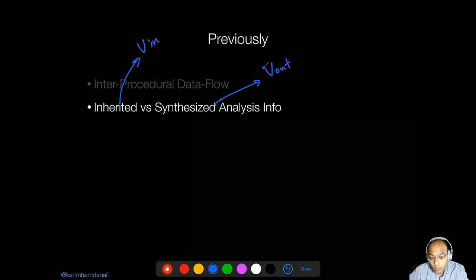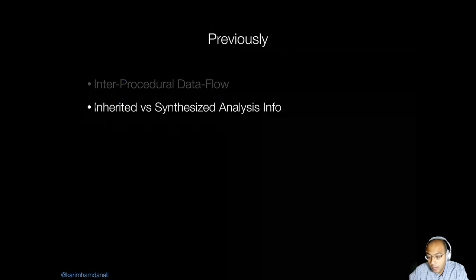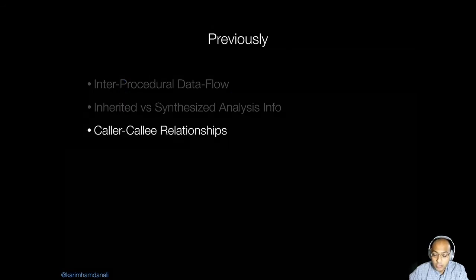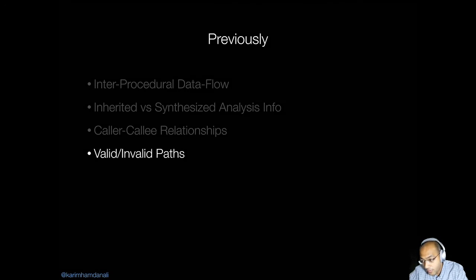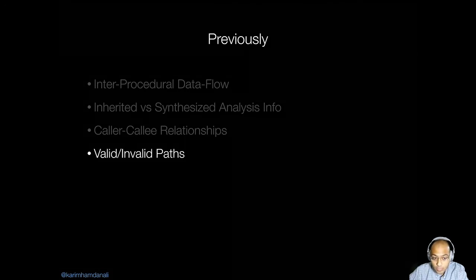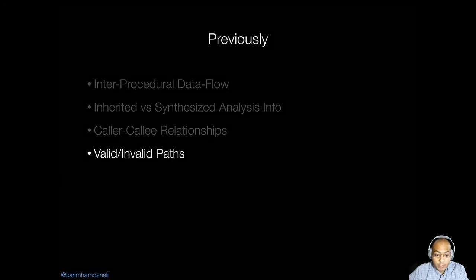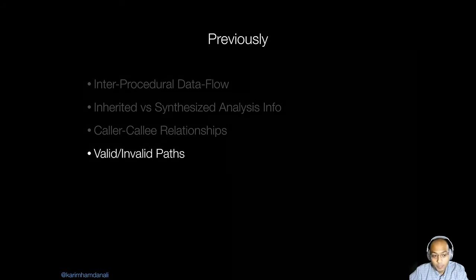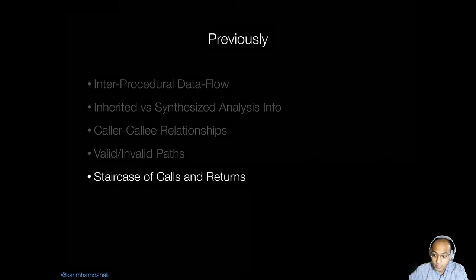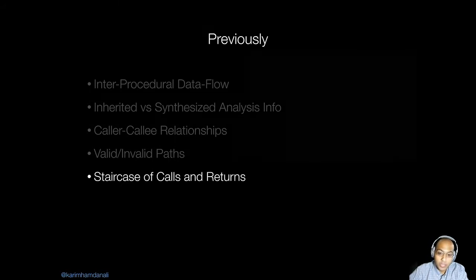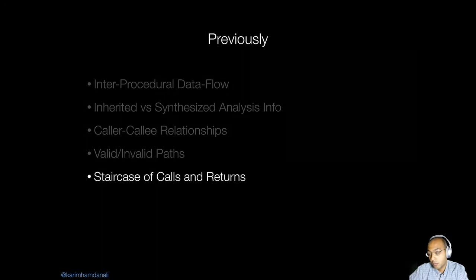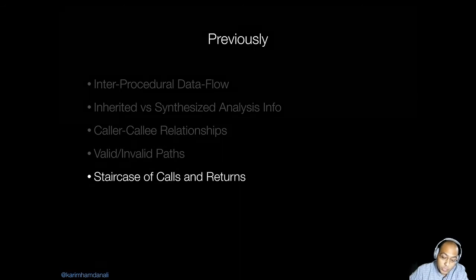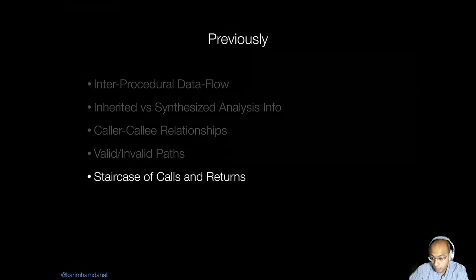We've also talked about caller-callee relationships and how we can make use of call graph information in our interprocedural data flow analysis. We've also talked about how we can differentiate between valid and invalid paths, and how we can use a call stack to help us out in that regard. And that led to our discussion about the staircase of calls and returns, and how that enables us to ensure that every return that we encounter in our data flow graph or program supergraph, which is the interprocedural control flow graph, would have to correspond to a corresponding call edge along this graph.